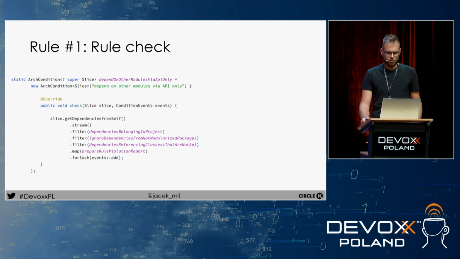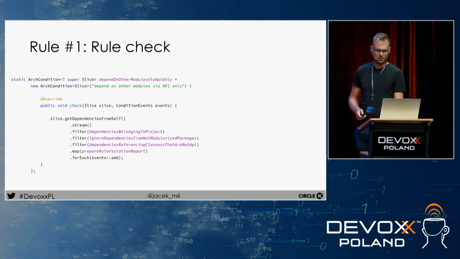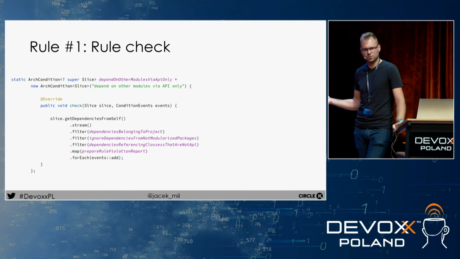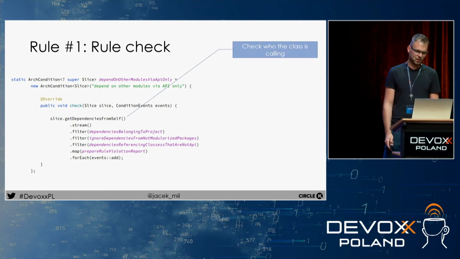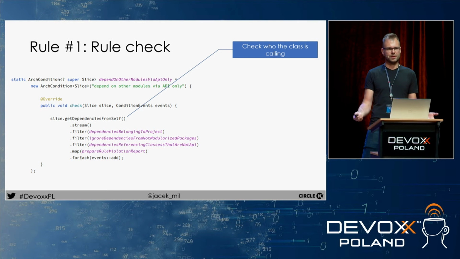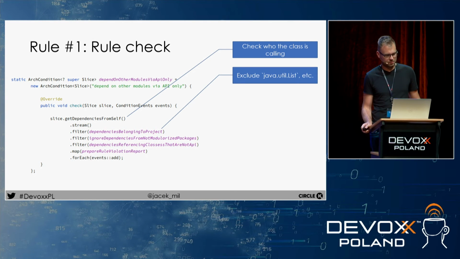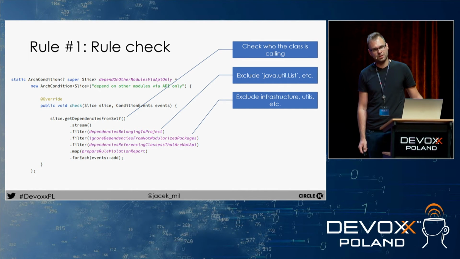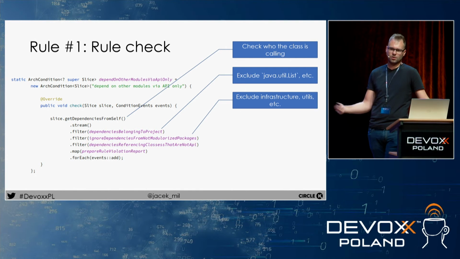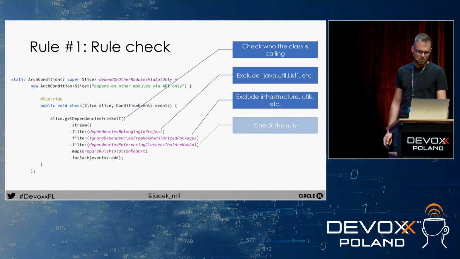And right now we are checking the rule. So the rule is an architecture condition on a slice, which means on a module, that the module can depend on other modules only via the external module API. We are checking all target dependencies from this module. So we are checking who this module is calling. We are filtering out classes that are not belonging to my project, which is Java util list, hashmap, and so on, which ArchUnit is also reporting. We are ignoring dependencies from not modularized packages. We are modularizing only business packages. We are not modularizing infrastructure, utils, commons, model, and so on. And we are actually checking the rule.